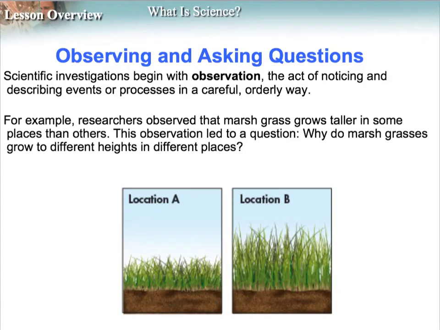So we said before that an experiment begins usually with some sort of observation. And what observation means is the act of noticing or describing events or processes in a careful, orderly way. So looking at something, noticing something in a careful, orderly way. So if we're looking at these two patches of grass here, so we have location A and location B, just by observing, we can see that location A, the grass grew much shorter than it did at location B, right? So that would be an observation.